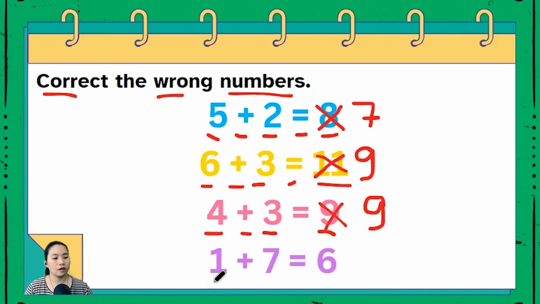Last one. 1 plus 7. What is 1 plus 7? I think we don't need to look at the slide for this one. It is very simple. If you have 7, you add 1 more. What do you have? Well, you have 8, okay? Not 6. You have 8.